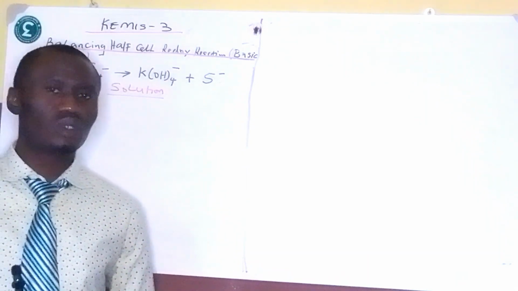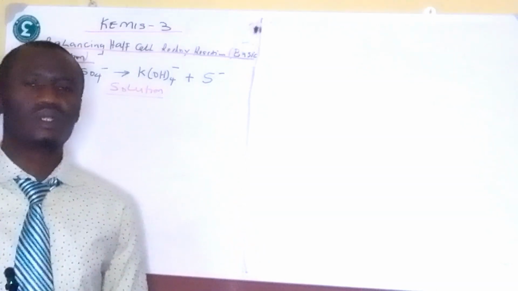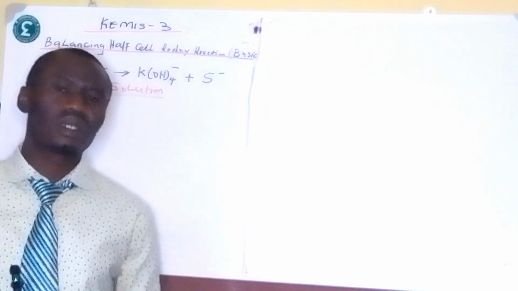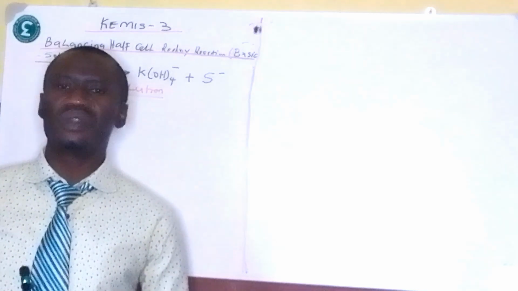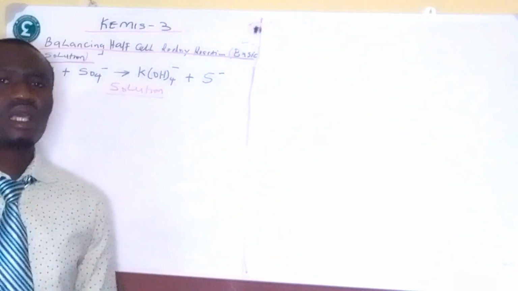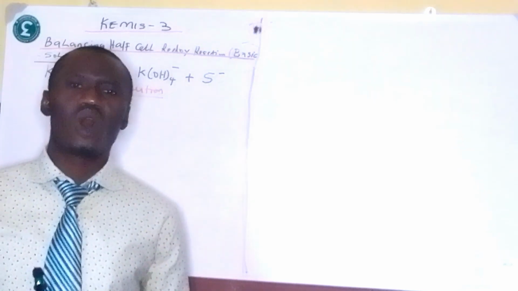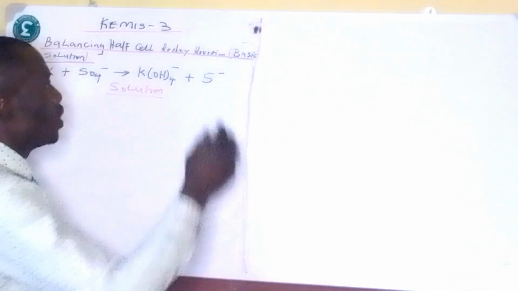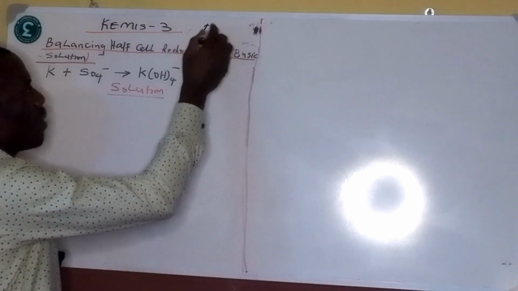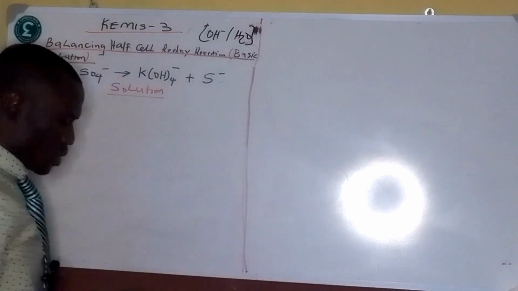Under basic solution. In our previous video, we considered the neutral solution and the acidic solution, but the focus of today's video is the basic solution. Under the basic solution, you need to add hydroxyl and water during the process of balancing this equation. So, under the basic solution, I'm adding hydroxyl and water.